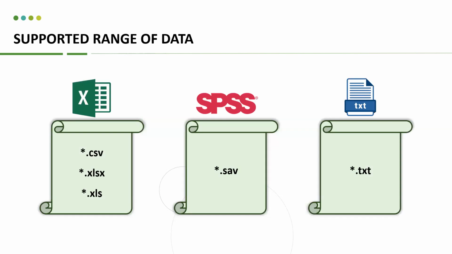Okay, so SmartPLS can extract a data set from these file types. It can extract from Microsoft Excel, IBM SPSS, and text files. In Microsoft Excel, it can read only three data file types, which are .csv, .xlsx, and .xls. In IBM SPSS, of course, it can read from .sav only, and in text files, it can read from .txt.